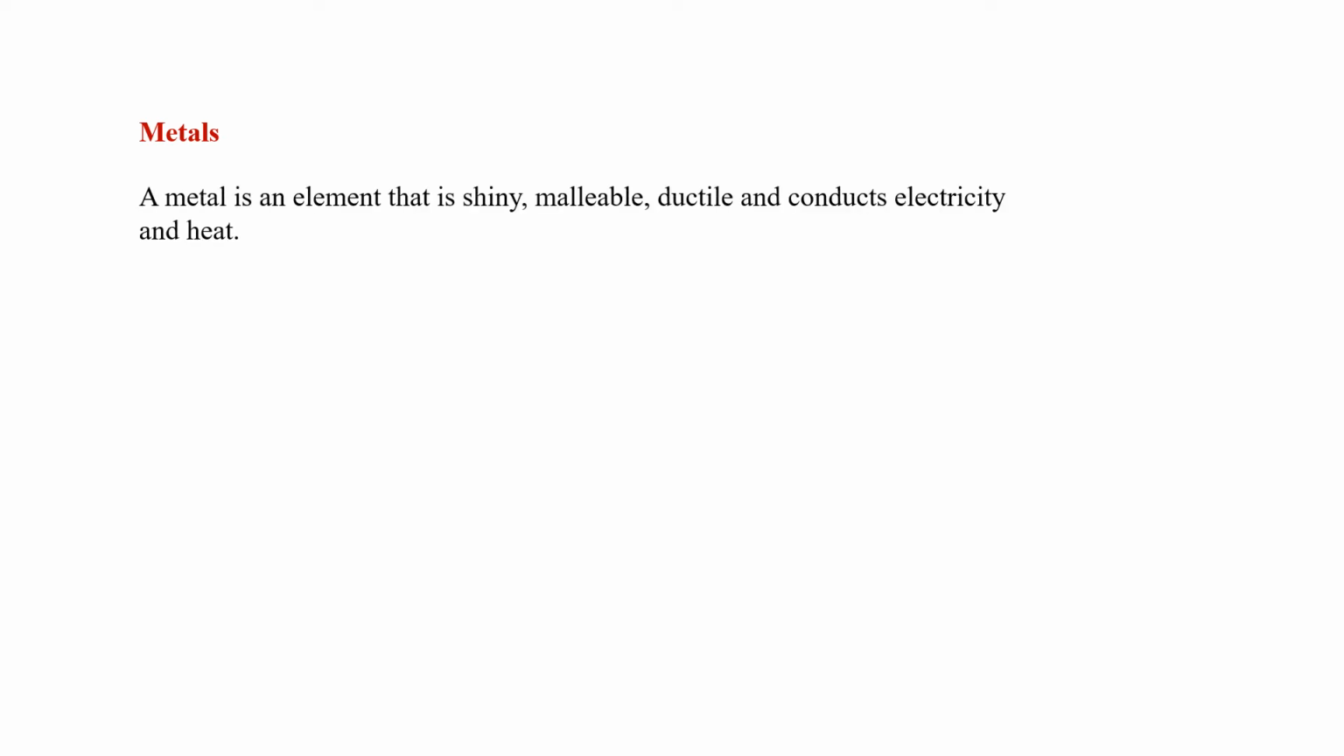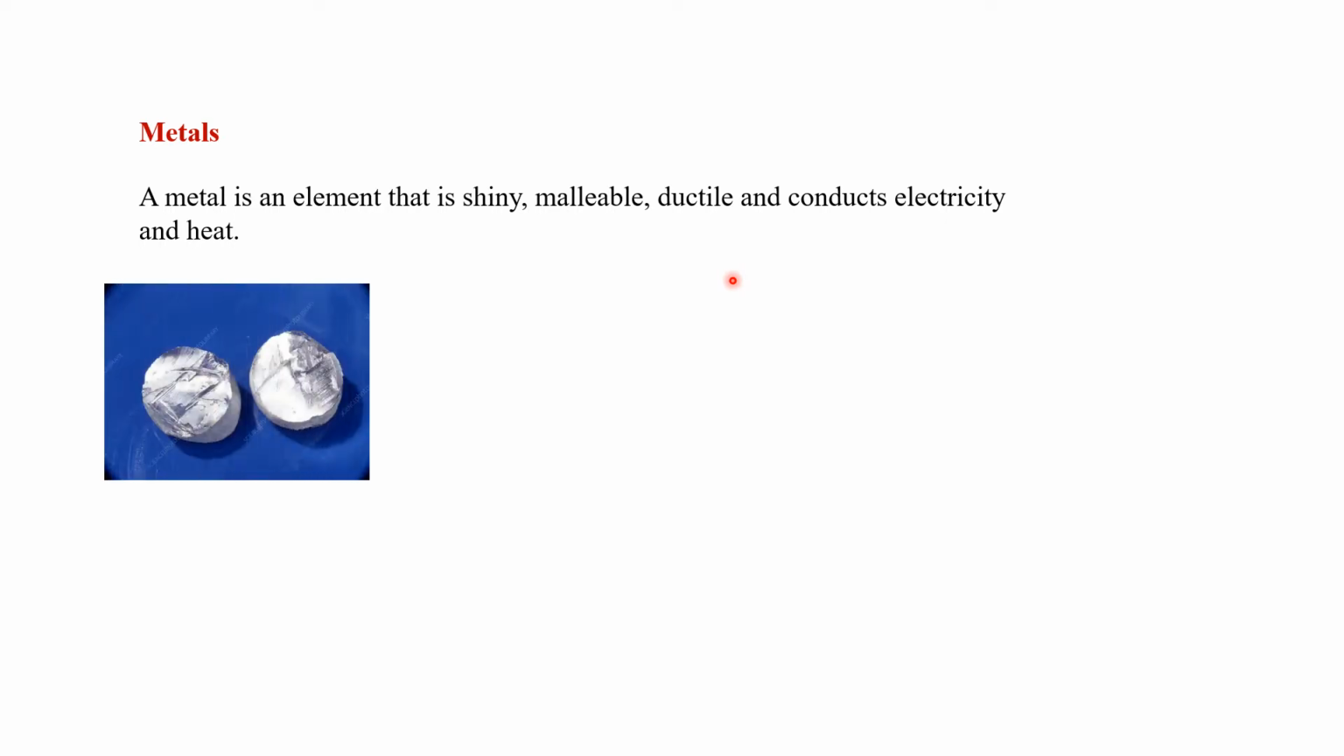Okay, and now what is a metal? A metal is an element, and this is important, an element. A metal is an element that is shiny, malleable, ductile, and conducts electricity and heat. That means these are the properties of any metal. They will be shiny, malleable, and ductile, and conduct electricity and heat. And based on these properties, they are used for many purposes.